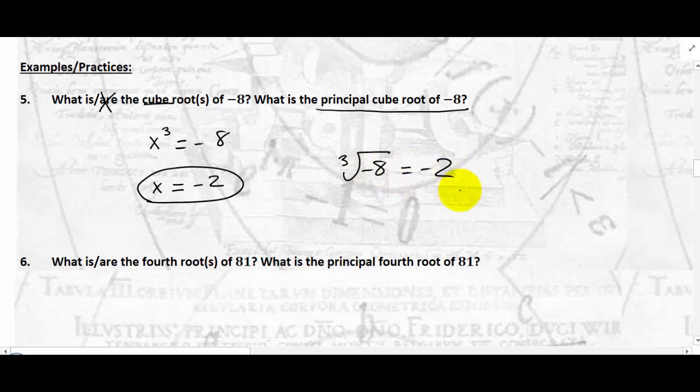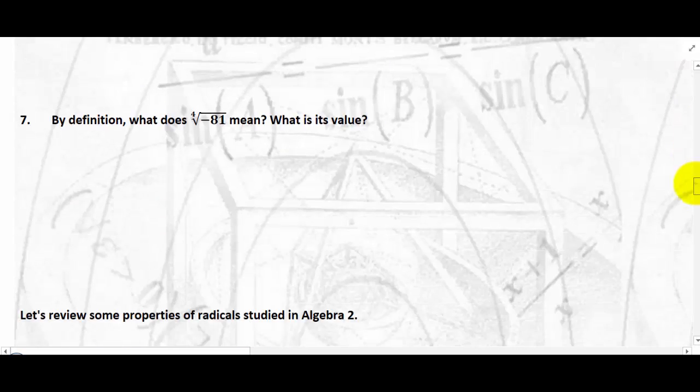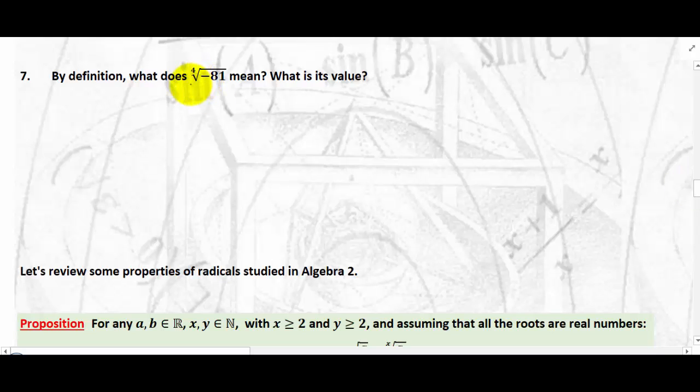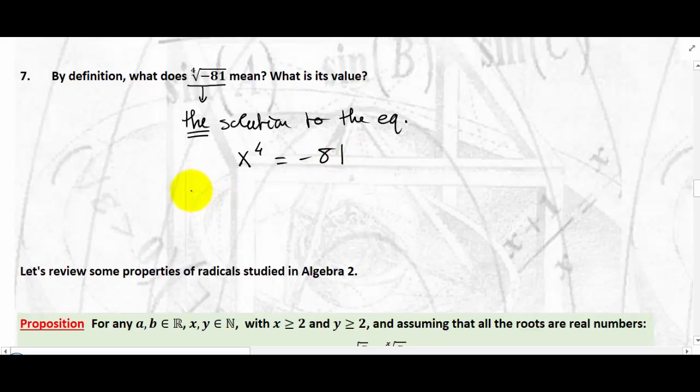Please do number 6, and I'm going to cover number 7. By definition, what does the fourth root of -81 mean? Well, the fourth root of -81 is the solution to the equation x to the fourth equals -81 with a negative sign. So we want the solution to this equation that has a negative sign, right?